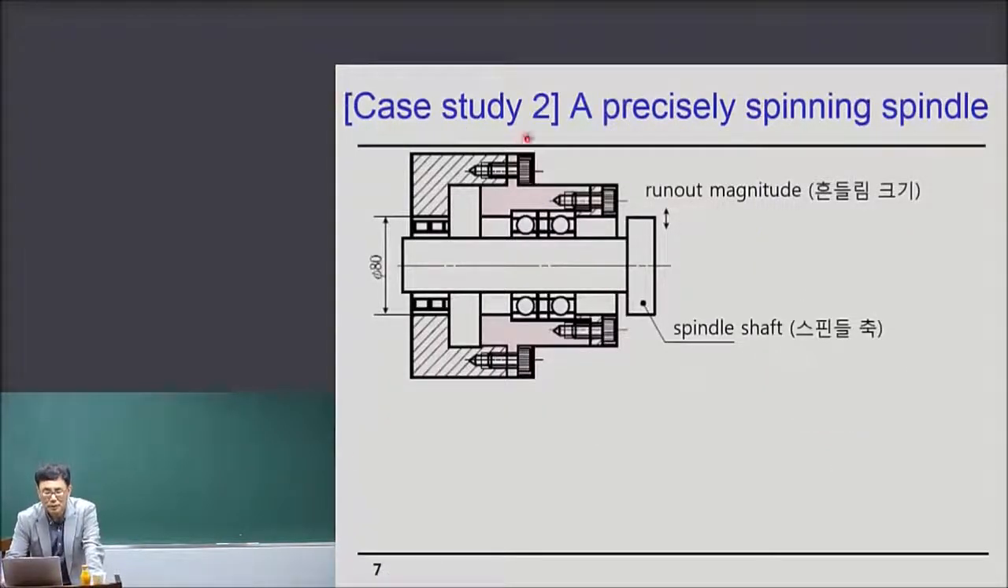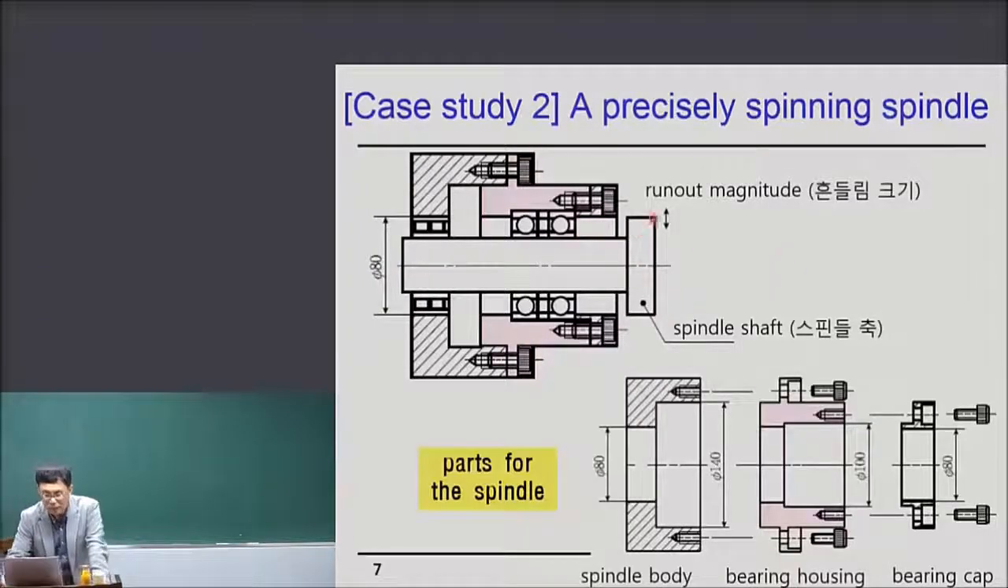And this is another case: a precisely spinning spindle. So this is a spindle that is spinning, and the bearing is inserted. And then this is the bearing housing, and this is the main body. The runout magnitude is very important. The runout is one of the geometric tolerances, which I'm going to explain in a later slide.